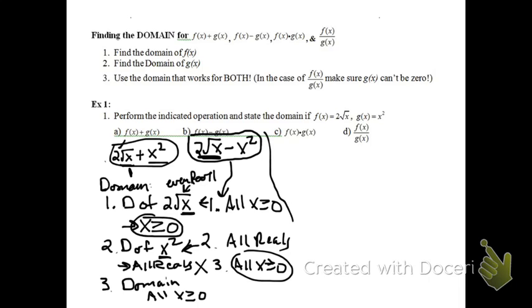Let me kind of separate this out. Part C, we actually get a little bit of work to do here. For part C, I have to do 2 root x times x squared.